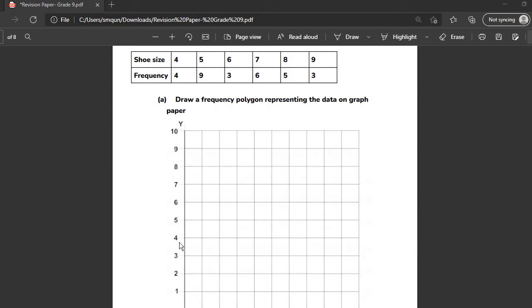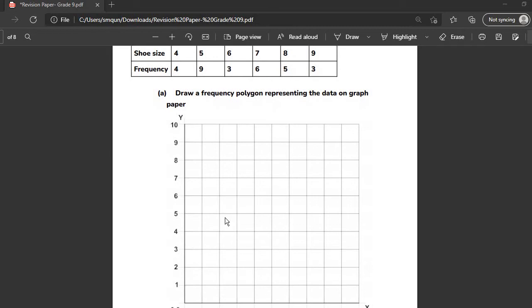Okay, so here is a question where we're asked to draw a frequency polygon. A frequency polygon is similar to a histogram. The only difference is that we're going to be drawing a line that connects each midpoint on your graph. So let's start by drawing our frequency polygon, and to do that we're first going to need our histogram.